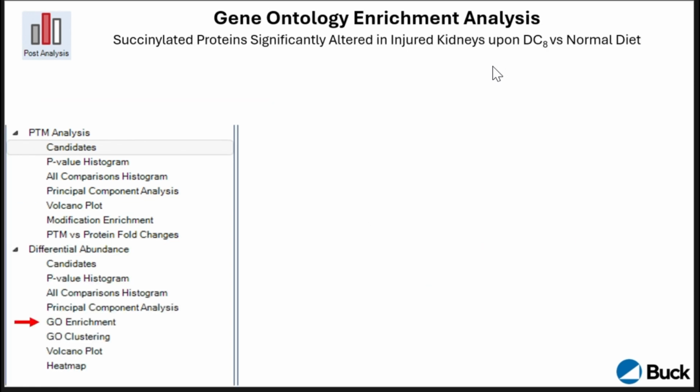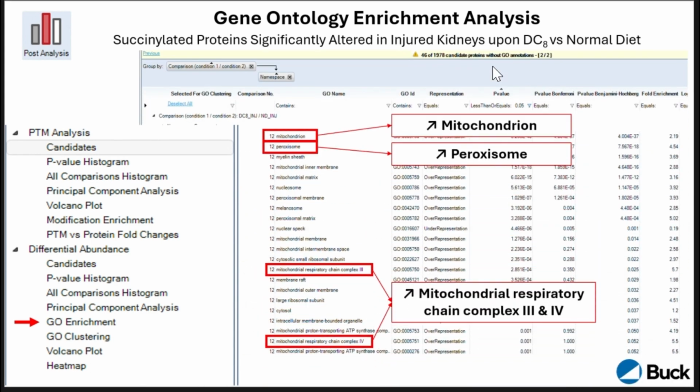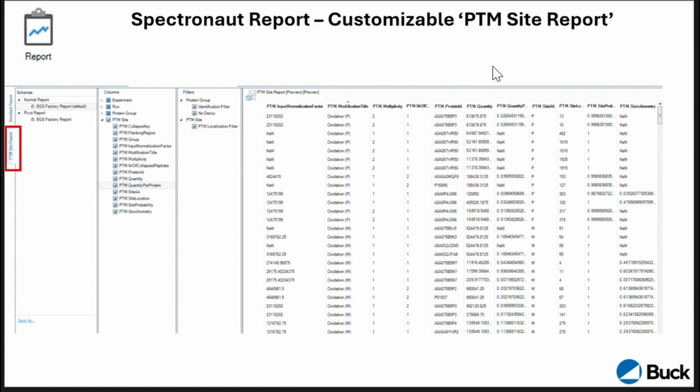This is the vision we have for the future, and these are natural products, so we hope we can do this. All right, I just wanted to show you can also do on-the-fly pathway analysis, GO enrichments. In our case, we saw a massive regulation of these PTMs with the mitochondria and also in the peroxisomes and also in the complexes of the electron transport chain. And again, everything is so easy to see in these reports.